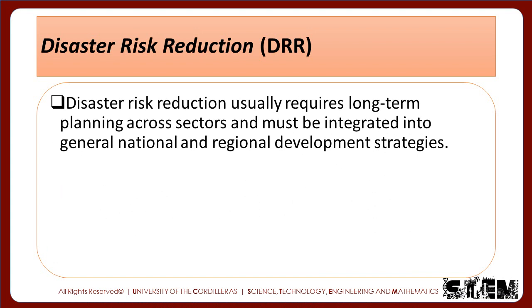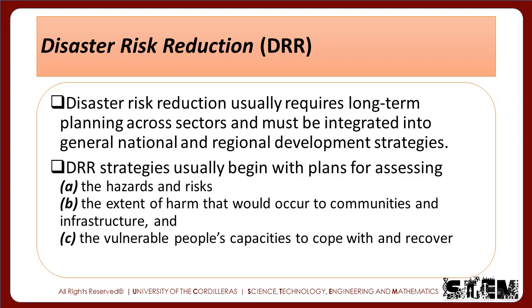And also, we have here to define disaster risk reduction. This is usually associated with long-term planning across sectors. It must be integrated into general, national, and regional development strategies. That's the reason that we have the DRRR subject, as mentioned a while ago. DRRR strategies usually begin with plans for assessing the hazard, the risk, the extent of harm that could happen in that community, and also the vulnerable people. These are very important. We need to know what particular hazard is involved, the risk, the extent of harm, and also who are the vulnerable people.